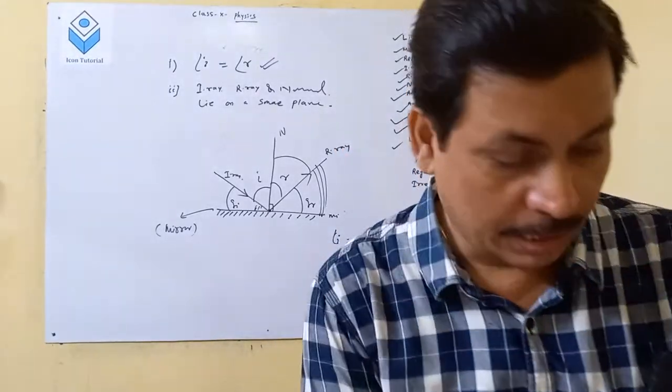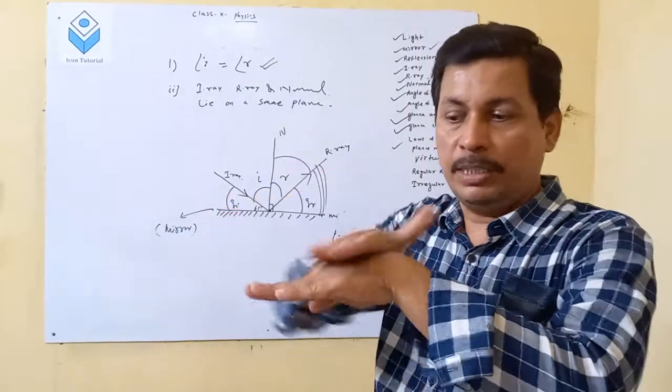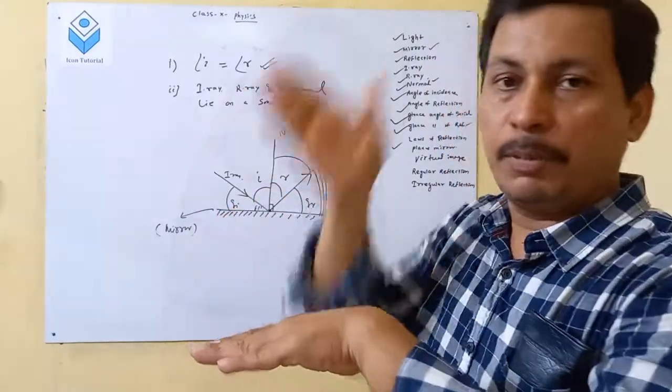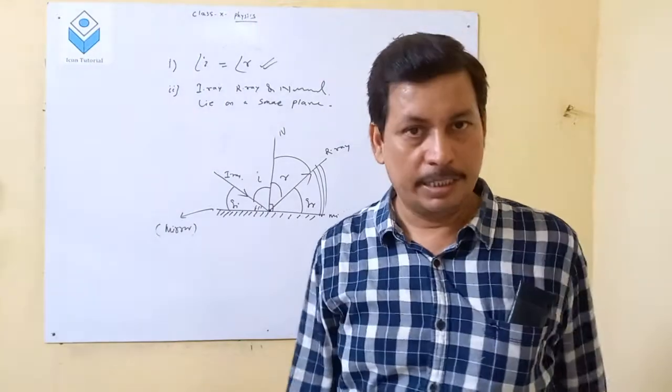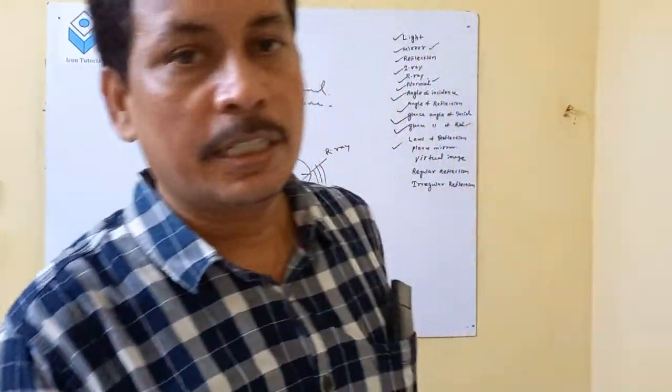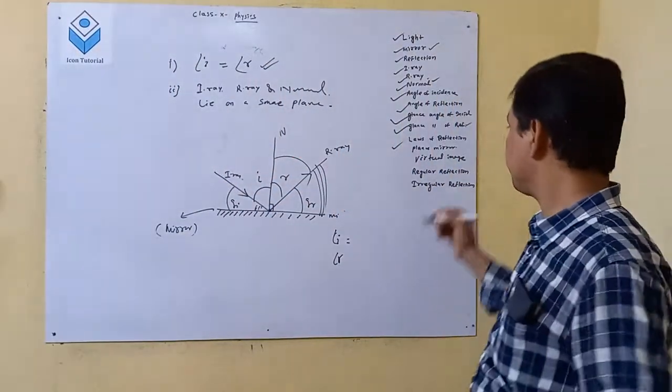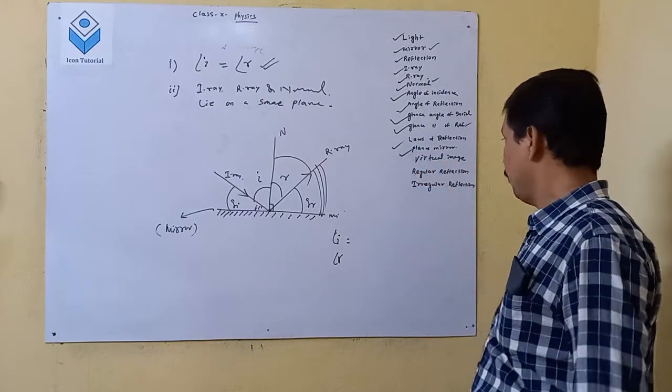Two planes like that: this is a vertical plane, and this is a horizontal plane. They are perpendicular to each other. Now, this is the law of reflection.